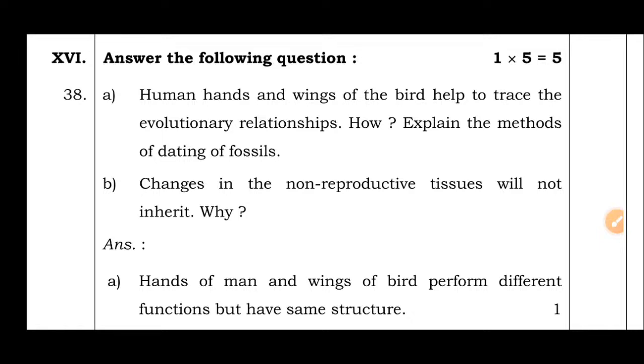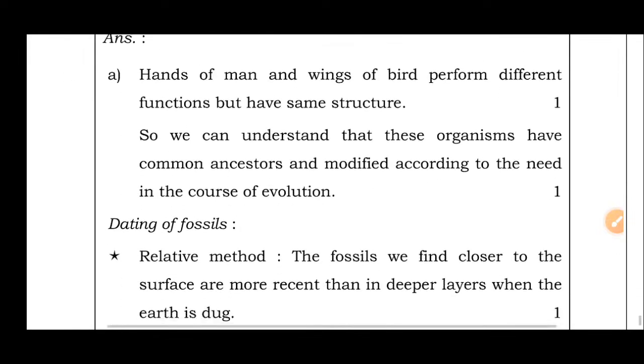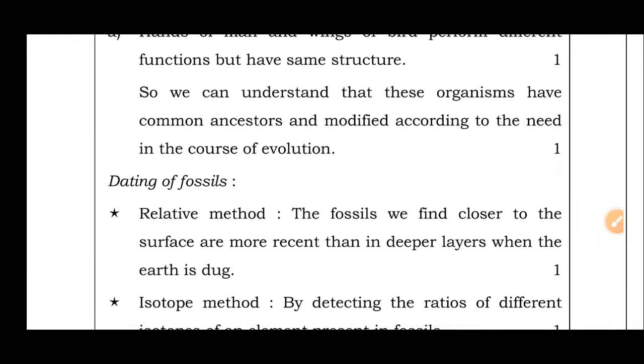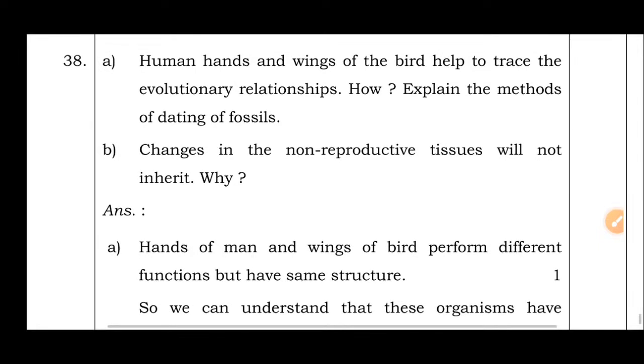Then 38th A. Human hands and wings of the bird help to trace the evolutionary relationships. How? Explain the methods of dating of fossils. The hands of a man and the wings of a bird perform different functions, but they have the same structure. So we can understand that these organisms have common ancestors and were modified according to need in the course of evolution. Okay, then B question.